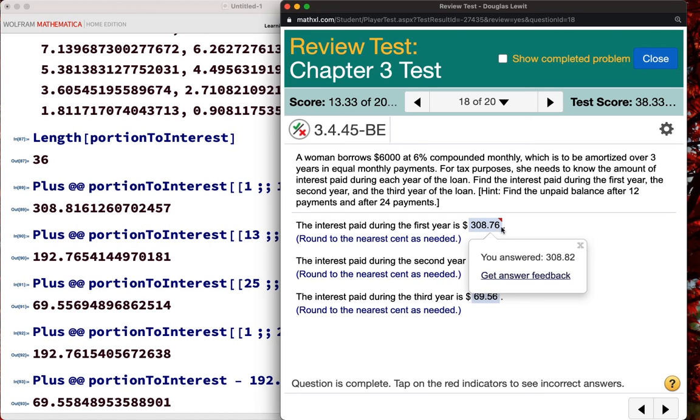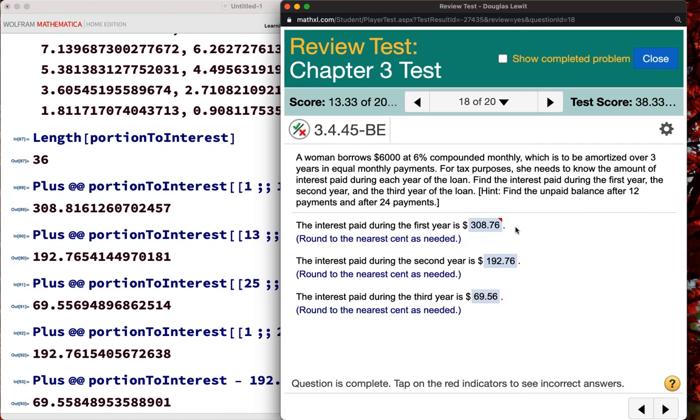Very interesting. So you answered $308.82. The interest paid during the first year, according to Pearson, is $308.76, which I don't quite agree with. I believe the answer should really be $308.82.